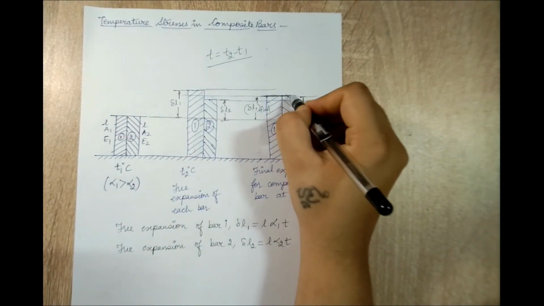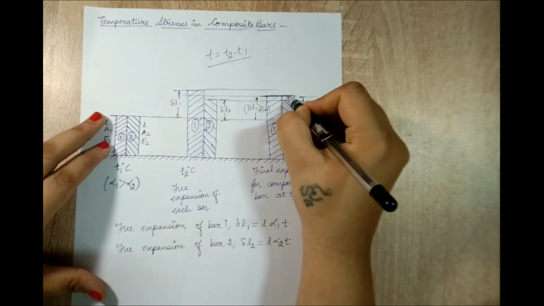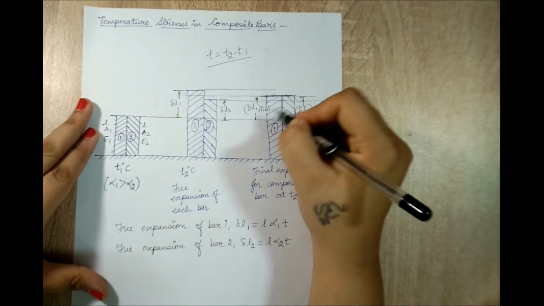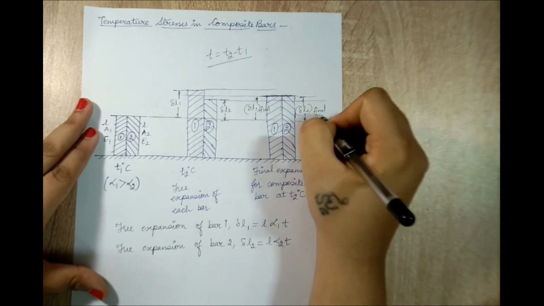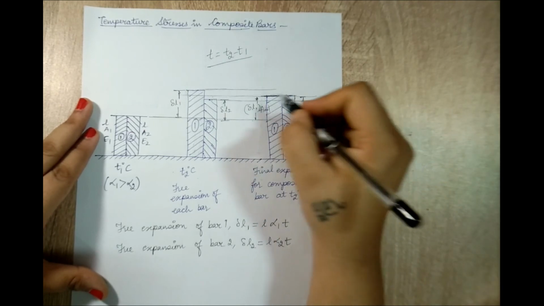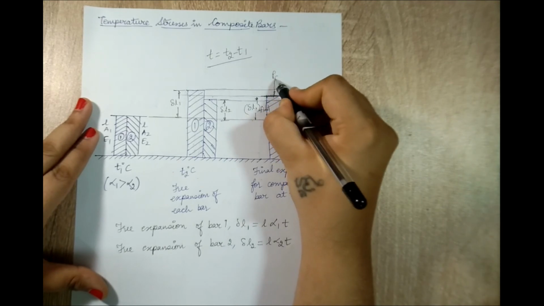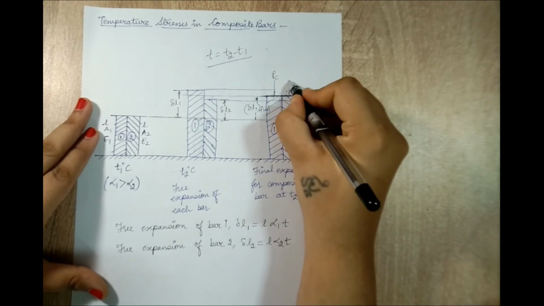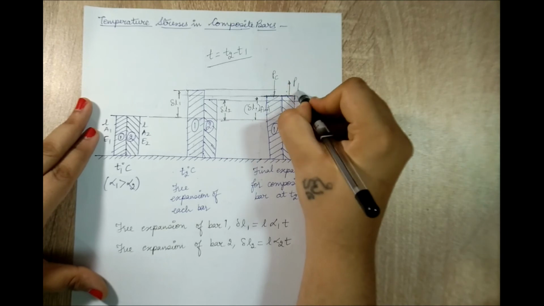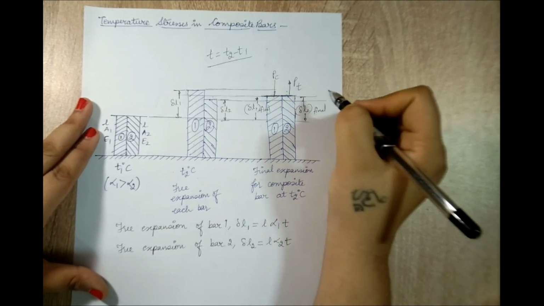So you will see equal amount of strain in both the materials, or I can say that delta L1 final will be equal to delta L2 final. So here what I see is some amount of compression. So this is PC, and what you see over here is tension being applied. So I'll say it is PT of tensile form.